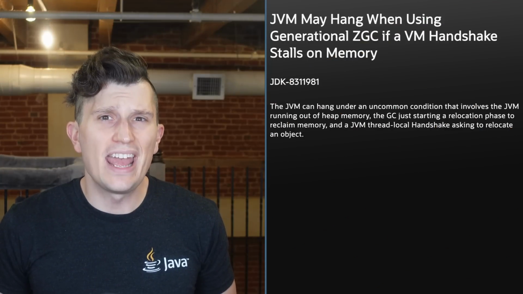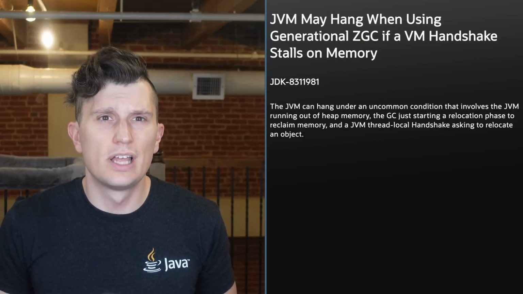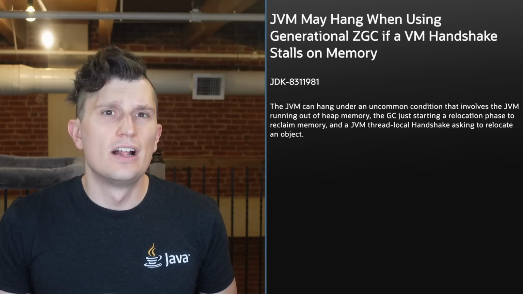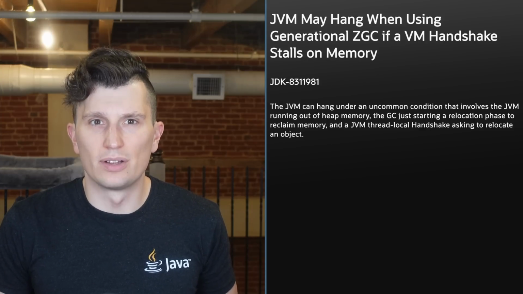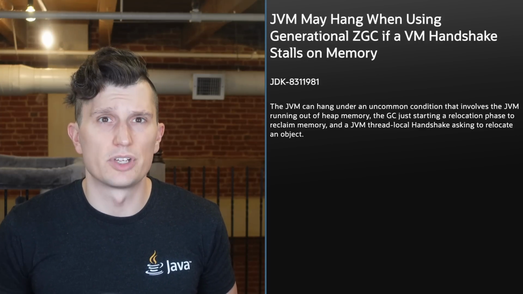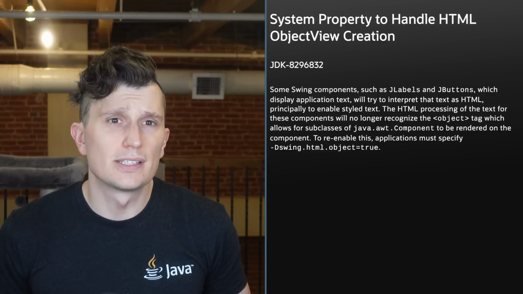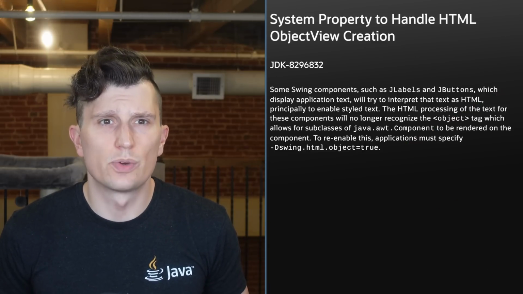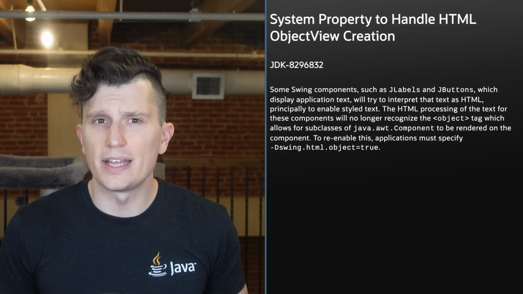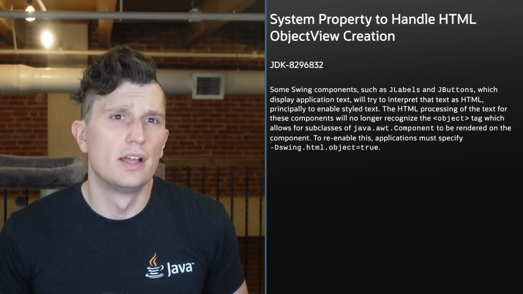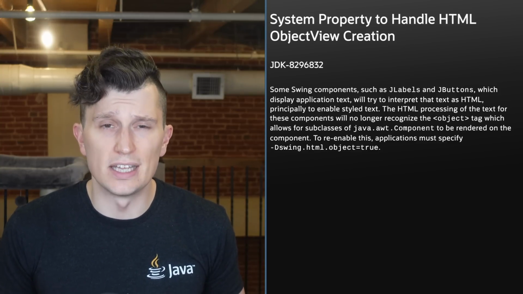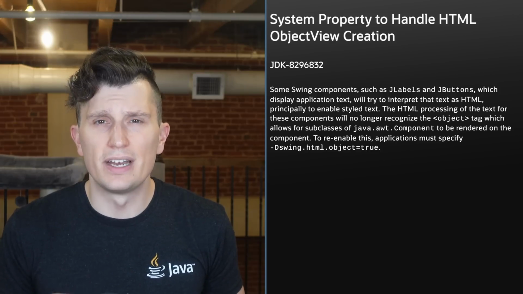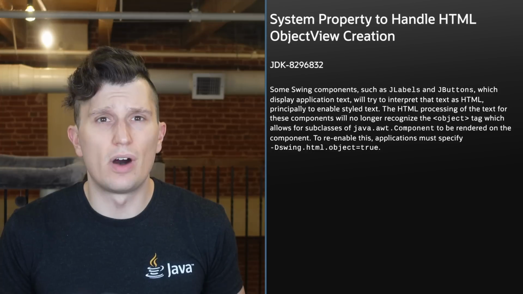The JVM can hang under an uncommon condition that involves the JVM running out of heap memory, the GC just starting a relocation phase to reclaim memory, and a JVM thread-local handshake asking to relocate an object. Swing components such as JLabels and JButtons, which display application text, will try to interpret that text as HTML. The HTML processing of the text for these components will no longer recognize the object tag, but this can be re-enabled by setting swing.html.object to true.